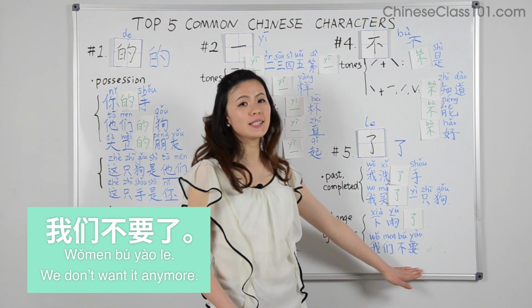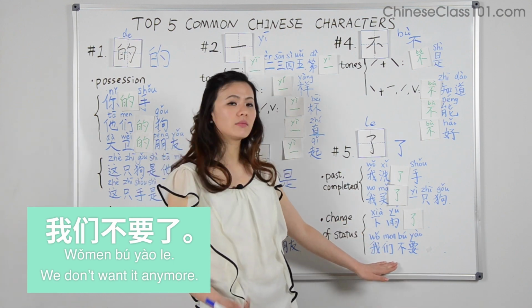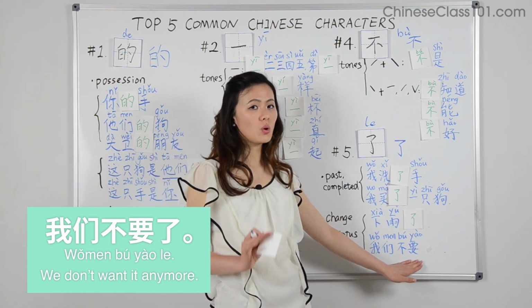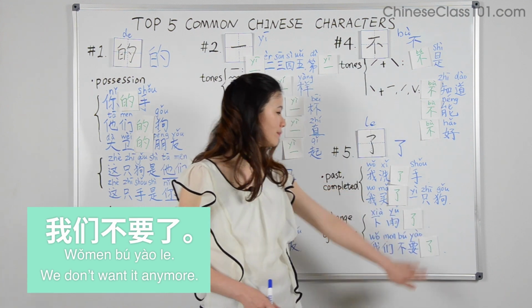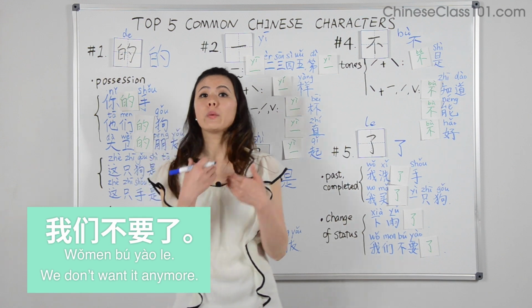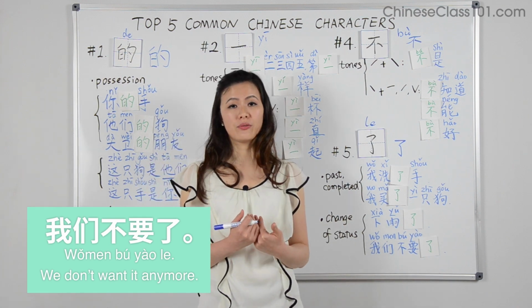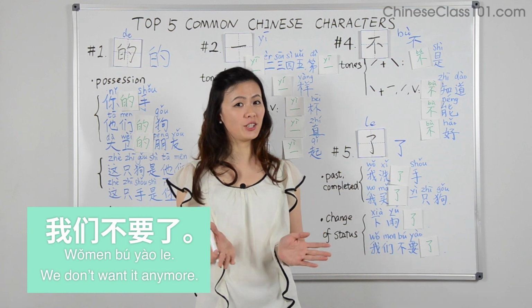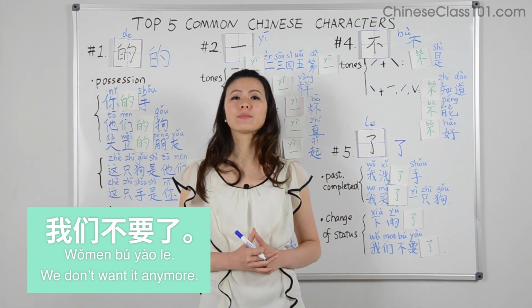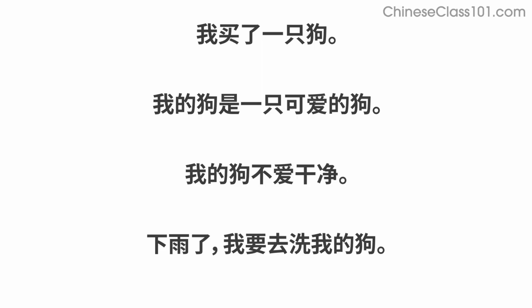So in this sentence, 我们 we, 不要 don't want. And if we say 我们不要了, it indicates that we wanted it. We did want it before, but now we don't want it anymore. It's a different case. It's been changed. 我们不要了.